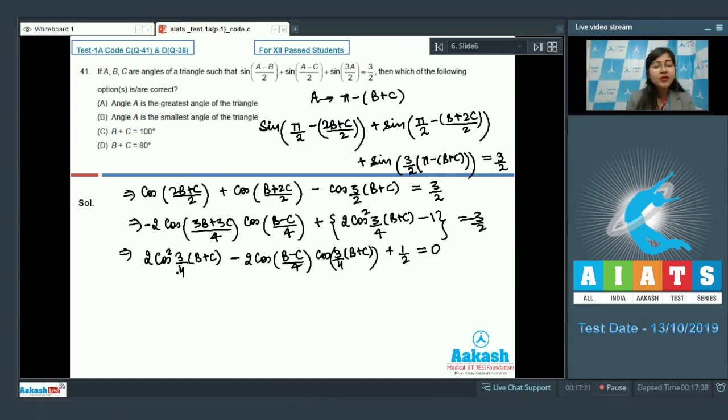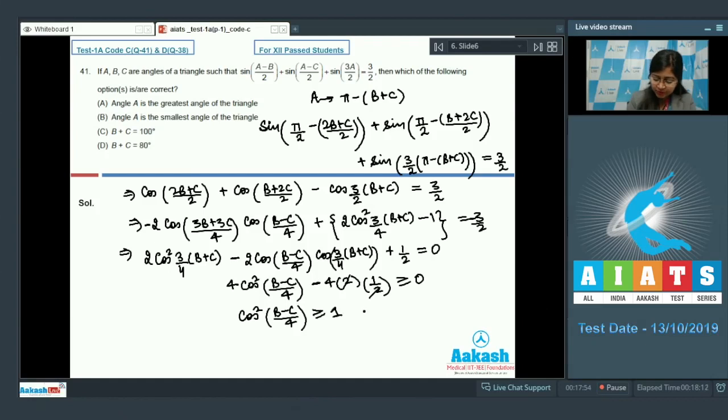Now this is a quadratic in cos 3/4 (B plus C), so its discriminant should definitely be greater than or equal to 0. So we have 4 cos square (B minus C)/4 minus 4 into 2 into 1/2 should be greater than or equal to 0. So 4 can be taken common and removed. So we have cos square (B minus C)/4 minus 1 greater than or equal to 0, that is this is greater than or equal to 1, which means that cos (B minus C)/4 is equal to 1, which means that (B minus C)/4 is equal to 0, that is B is equal to C.